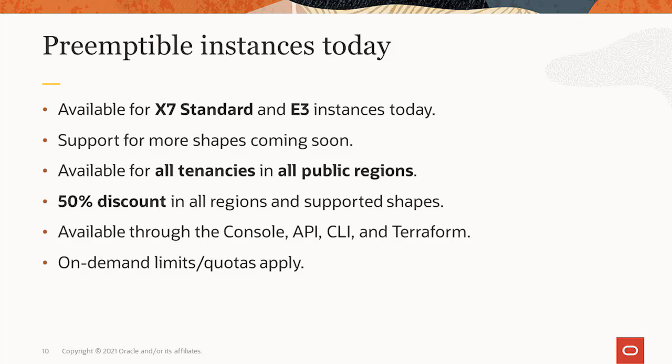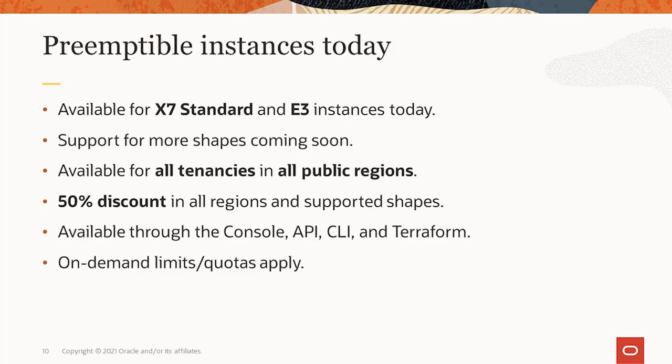All right, let's get into the details of preemptibles today and what we offer. Today, preemptibles are available on X7 Standard and E3. We have support for pretty much every VM shape coming soon. We will not support E2.micro or dedicated virtual machine, but pretty much everything else, including legacy shapes, is coming soon. Preemptibles are available in every tenancy, in all public regions. And as I mentioned, there's a 50% discount.